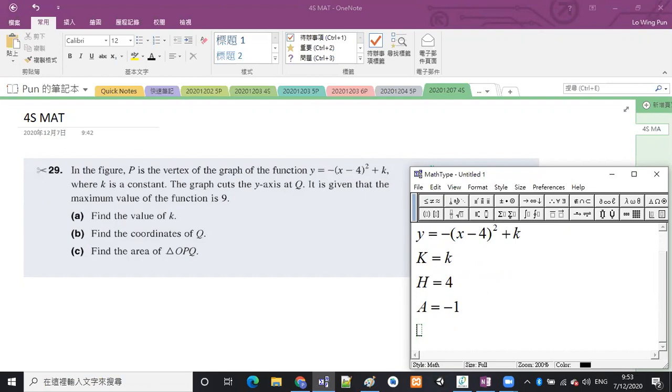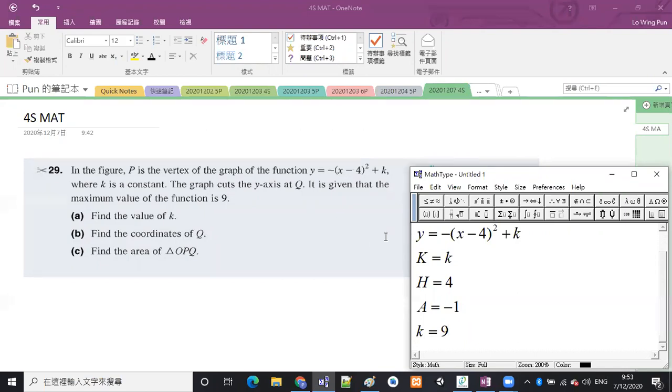Okay, so but the question just told that the maximum value of the function is equal to 9. Okay, but maximum value of the function is the K value. So we may put our K value, that is K, small letter K, to be the given value, 9. Okay, so just the answer will be like this.